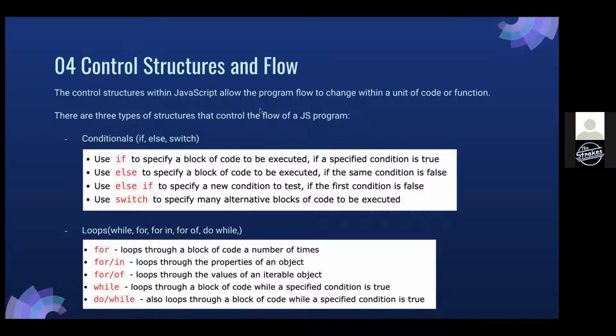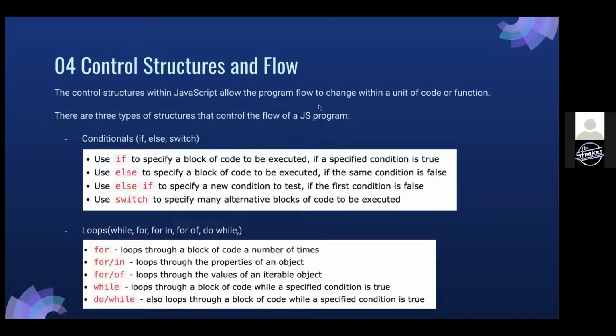The control structures within JavaScript allow the program flow to change within the unit of code of a function. So there are three different types of structures that can control the flow of a JavaScript program. And if you took CS1, once again, these probably aren't new, minus these two new for loops down here. But the conditional statements are if, else, else if, and switch.